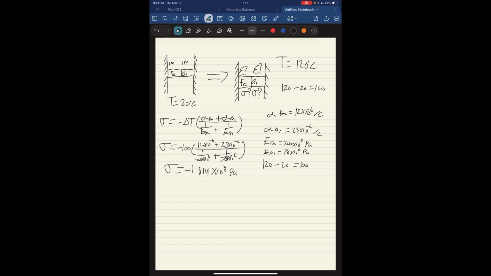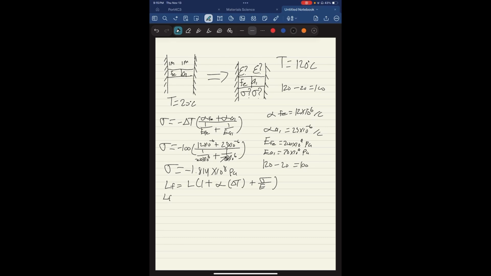Now moving on to find the length, we're going to use the equation. The final length is equal to the original length times 1 plus alpha times delta T plus the stress over the Young's modulus. Now we can go ahead and plug into this equation.